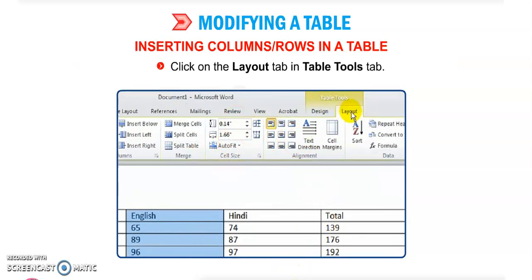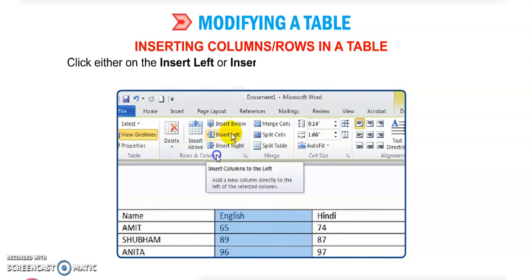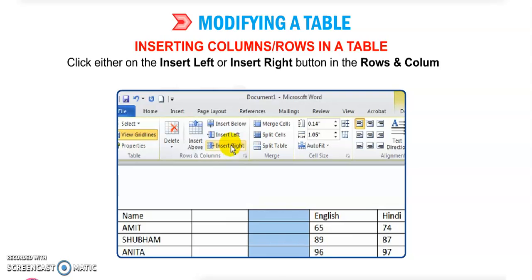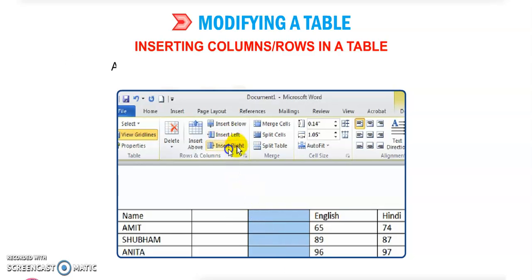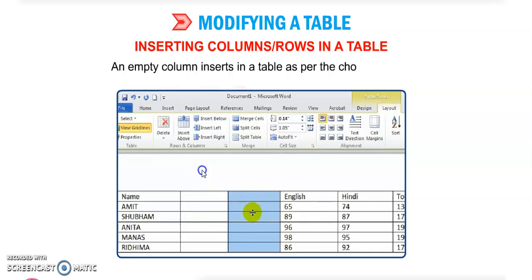Then click on the Layout tab. This is the Layout tab, in Table Tools. Then click either on Insert Left or Insert Right. If you want to insert a column to the left side of the selected column, click on Insert Left. If you want to insert a column to the right of the selected column, click on Insert Right button in the Rows and Columns group. These are the two buttons. An empty column is inserted in the table as per the chosen option.